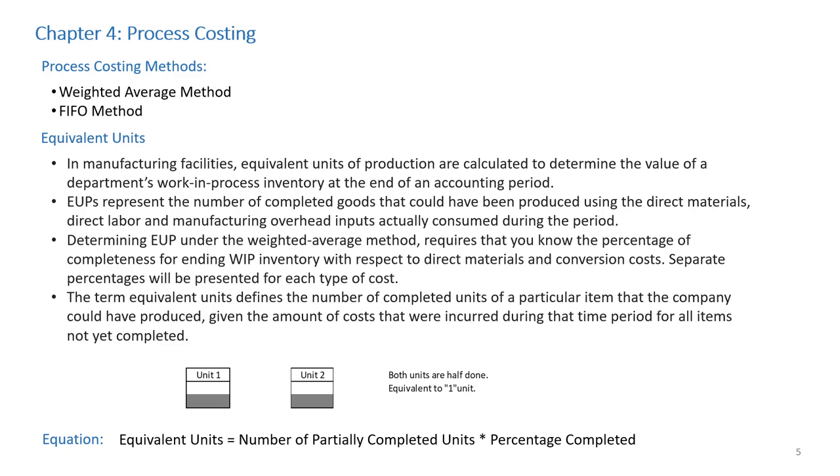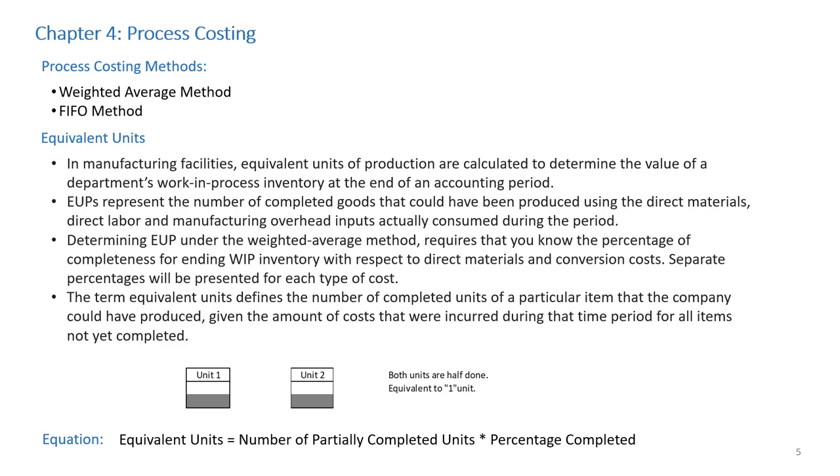Direct materials may all be added at the beginning of the manufacturing process, or they may be used evenly throughout the process. Conversion costs are generally assumed to be incurred evenly throughout the production process.